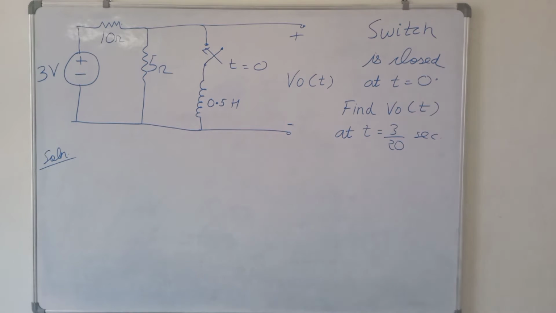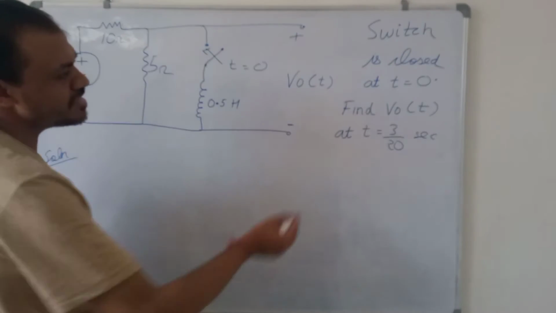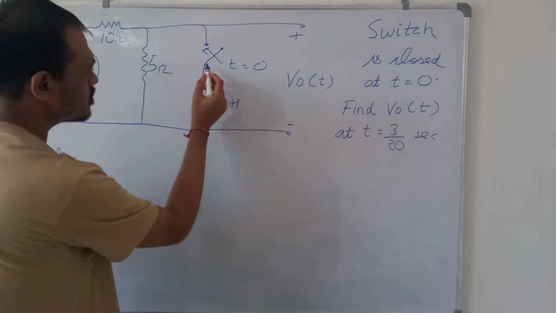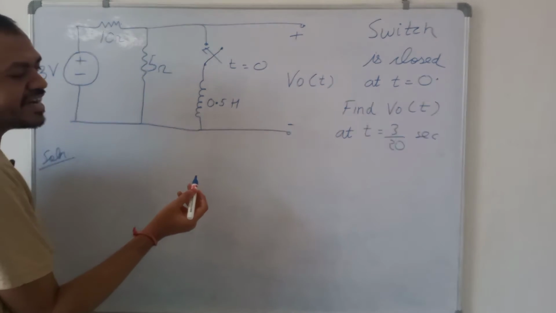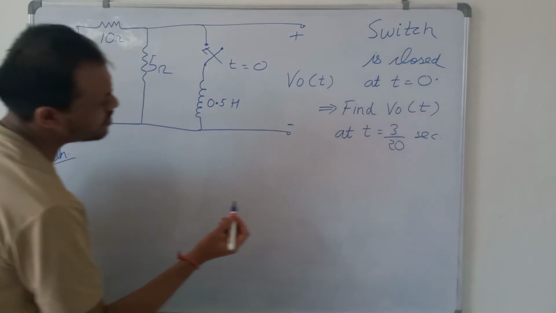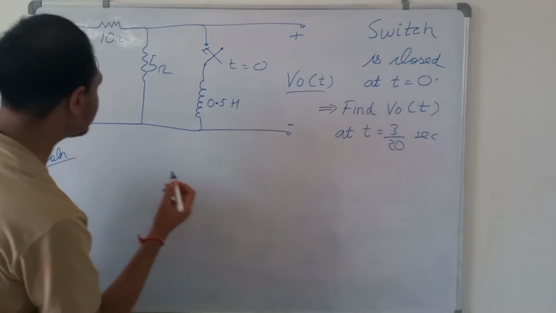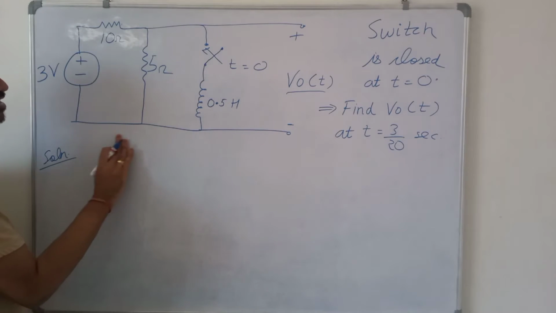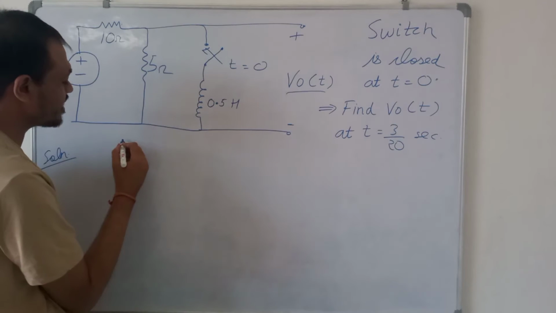So this question is from transient analysis and it says that the switch is closed at t equal to 0. We have to find V naught of t at t equal to 3 by 20 seconds. So first of all we have to find the inductor current at t equal to 0 minus.